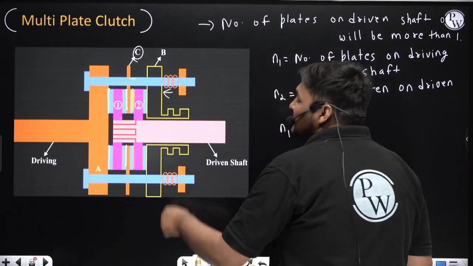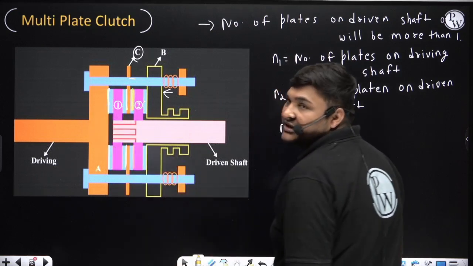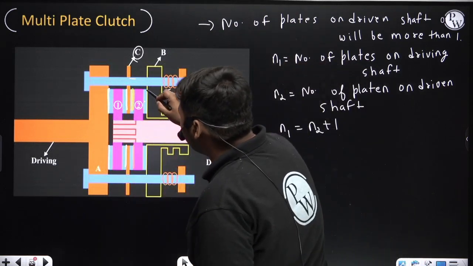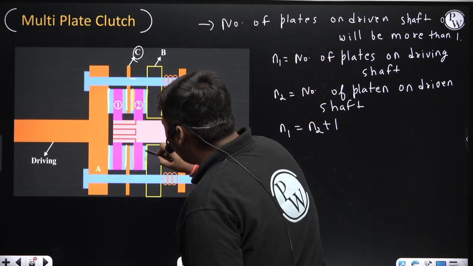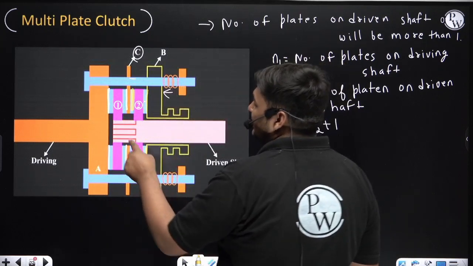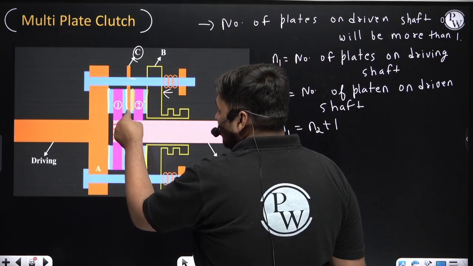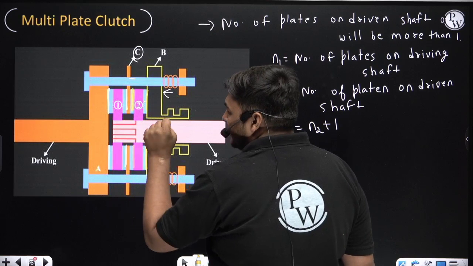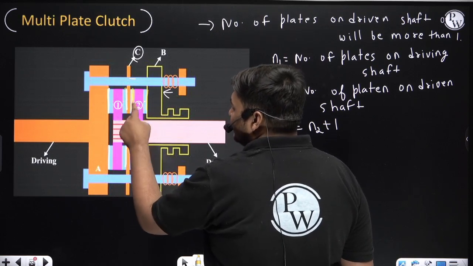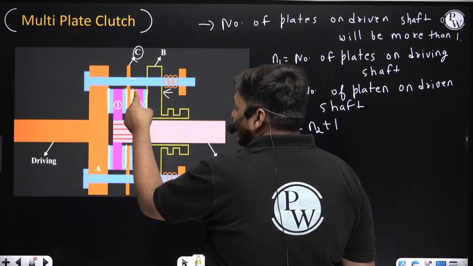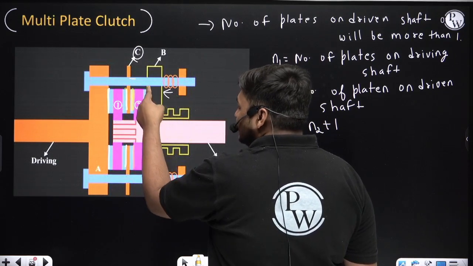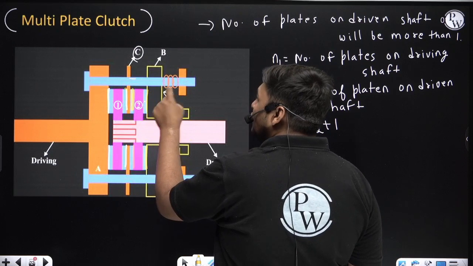And due to this restriction, plate 2 cannot move in this direction. So plate 2 will apply pressure on plate B in this contacting surface. Here, if you count the number of pairs of contacting surfaces: this is the contacting surface between plate A and plate 1. This is another contact surface, between plate 1 and C. Another contact surface is between plate C and 2. And this is another contact surface, between plate 2 and plate B.